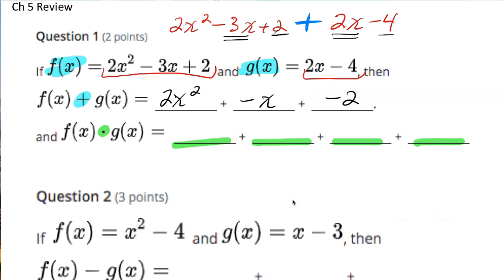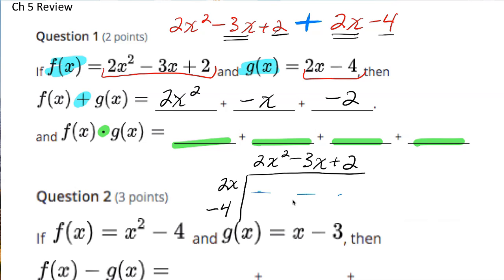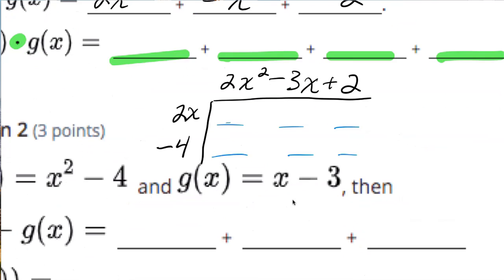When multiplying these, it might be good to set it up kind of like this so you can organize your work. So I'm going to put one function at the top, make a little table here. I'm going to put the other function as 2x minus 4, and then I'm going to multiply and fill in these spaces here. So I'm going to get 6 terms. Some of them are going to be like terms.